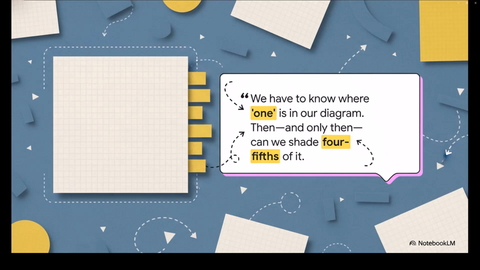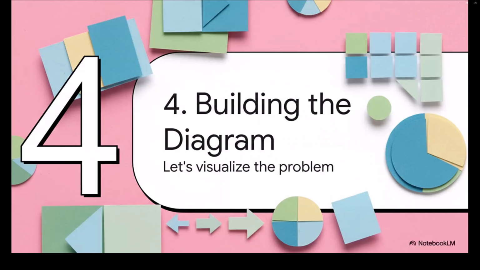All right, enough talk. We've got the setup, we've got the rules, we know the secret of 1. It is time to actually build this thing. Let's get into section 4 and visualize this problem. All right, we're ready to build our tape diagram for 4/5 divided by 2.5.